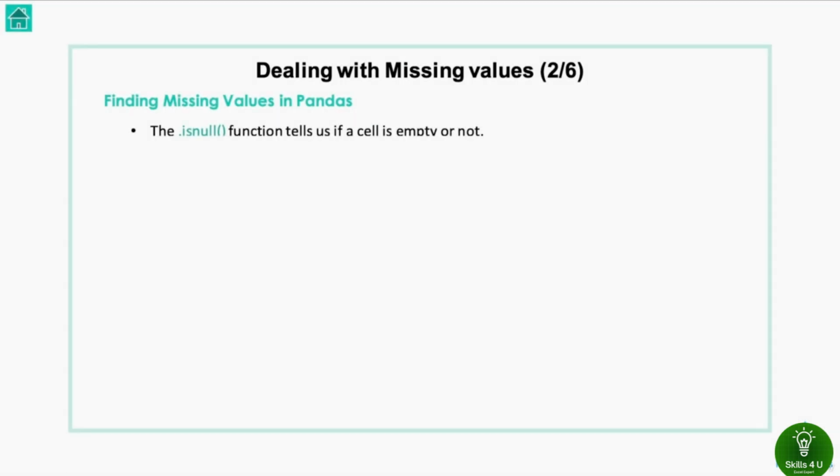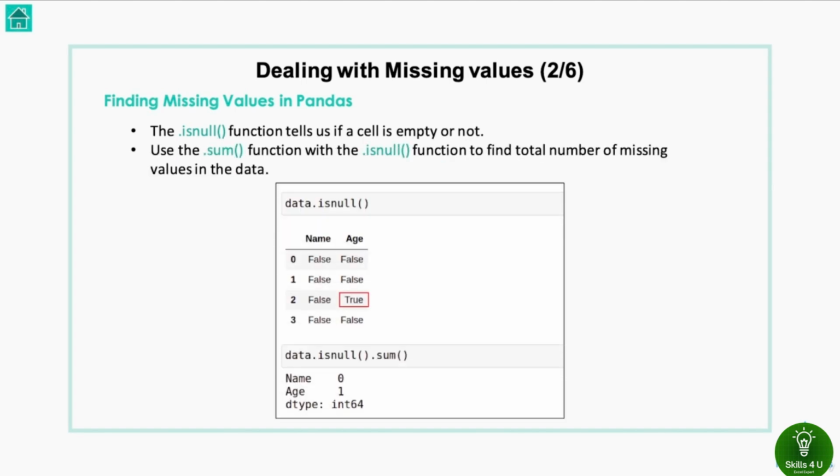In large datasets, it's not convenient to manually search for columns containing missing values. The .isNull function gives a true for cells where there is a null value or missing value, and a false otherwise. We can use the .sum function combined with the .isNull function to find the total number of missing values in each column. Let's see how this works in the Jupyter Notebook.